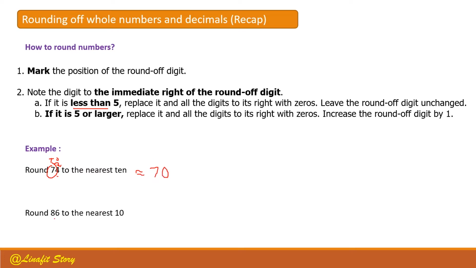Next, round 86 to the nearest 10. This is ones, this is tens. What's the next digit after 8? It is 6. So we must round up. So the answer is 90.